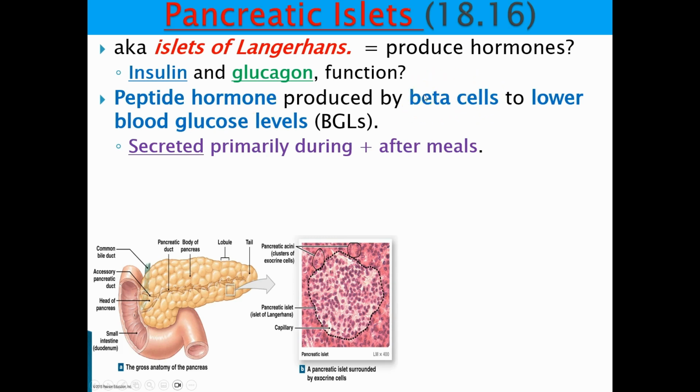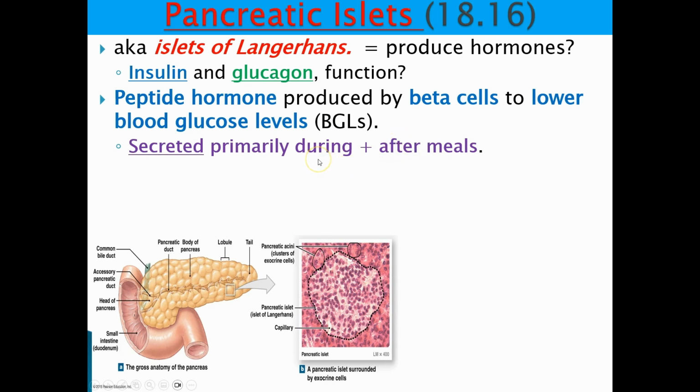And you need to know this. I hands down expect you to know that the pancreatic islet consists of two main cell types. Beta cells, and alpha cells, which are the ones that secrete glucagon. But beta cells secrete insulin, which helps lower blood glucose levels. Okay, and notice it's secreted primarily during and kind of after meals. I should say shortly after meals.